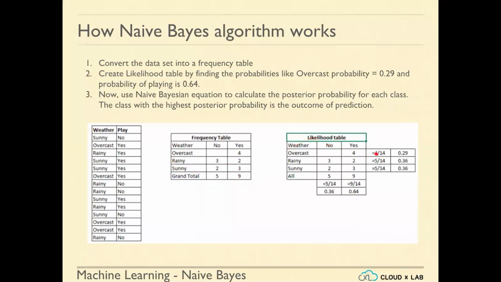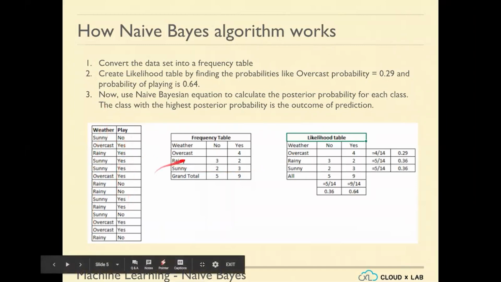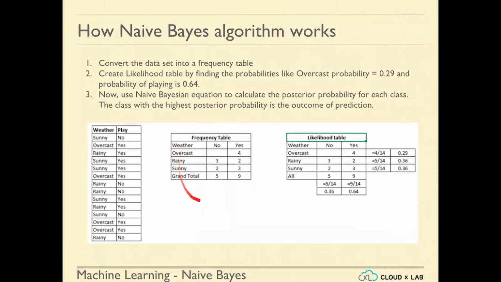Now, the likelihood of overcast is how much? Overcast has happened four times overall. Rainy has happened 5 times, and sunny has happened 5 times. So the probability of overcast is 4 out of 14, the probability of rainy is 5 out of 14, and the probability of sunny is 5 out of 14. Essentially, we prepare this frequency table. This is our feature and this is our target. For each feature, we count the targets and prepare this frequency table. Now we know the probability of overcast, rainy, and sunny. Similarly, we know the probability of not playing and playing. These are the 5 numbers we have calculated.